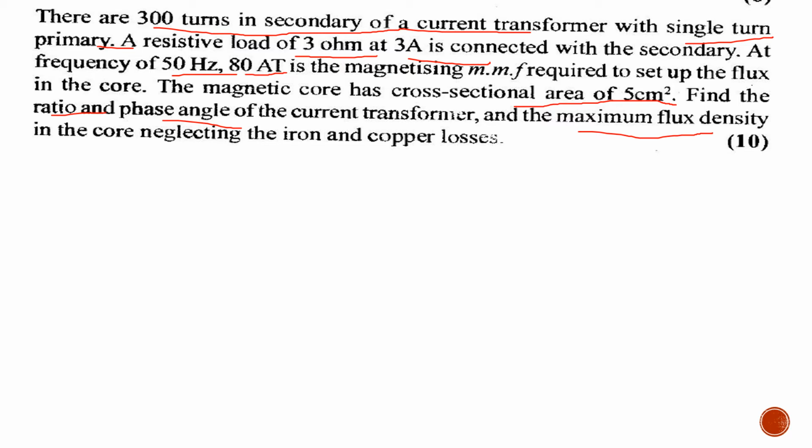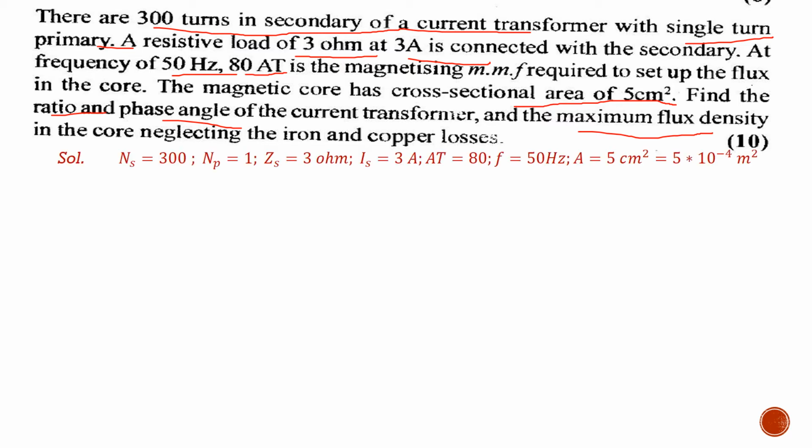Starting the solution, we will first write the things which are provided to us with their nomenclature, like NS is the number of turns in secondary, number of turns in primary NP, ZS is the resistive load, IS represents the secondary winding current, ampere turns is given as 80, frequency 50 Hz, and area of cross section is given as 5 cm square. So with these, we can easily calculate the turn ratio. Turn ratio is defined as the ratio between the number of turns in secondary to number of turns in primary. So with this, we can easily calculate the turn ratio.